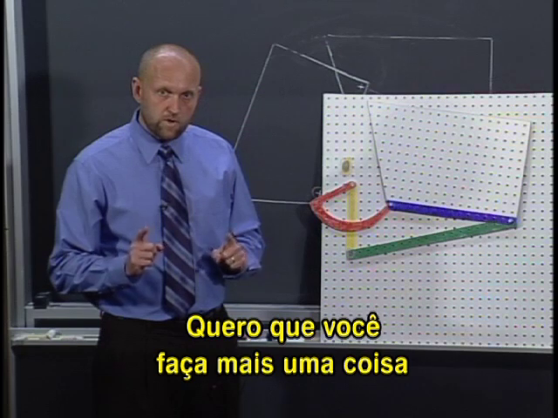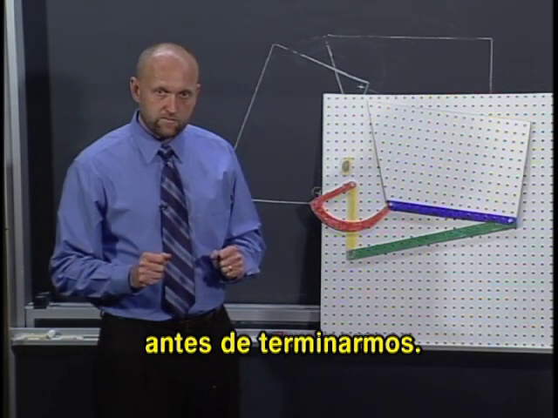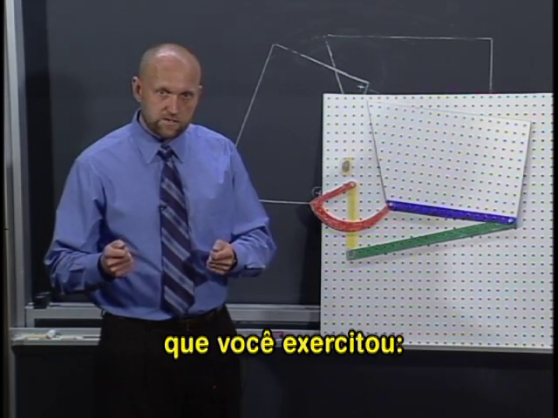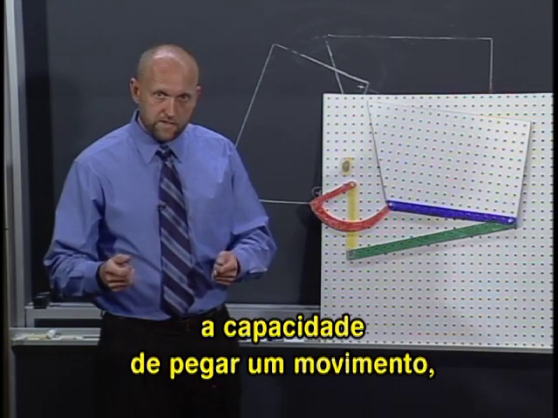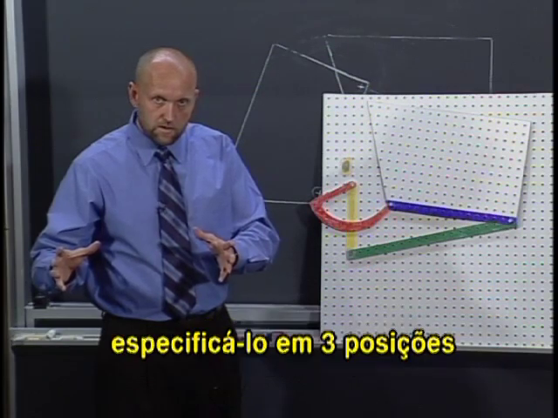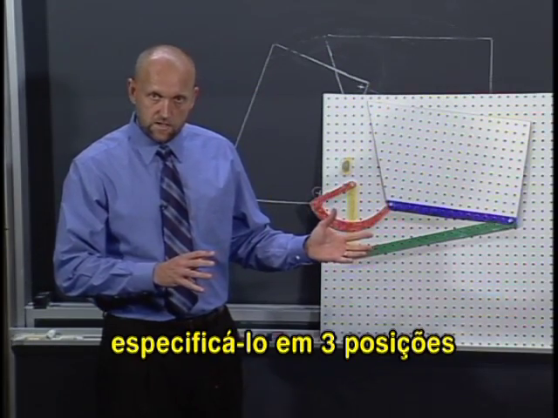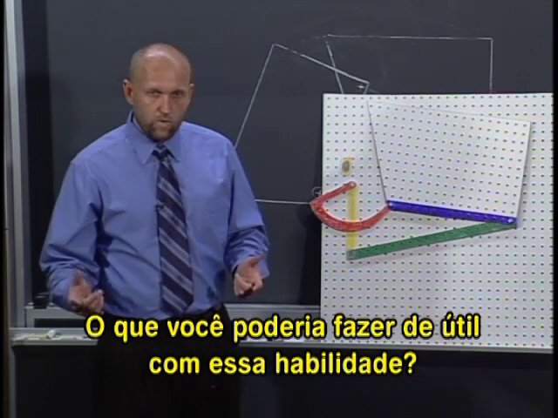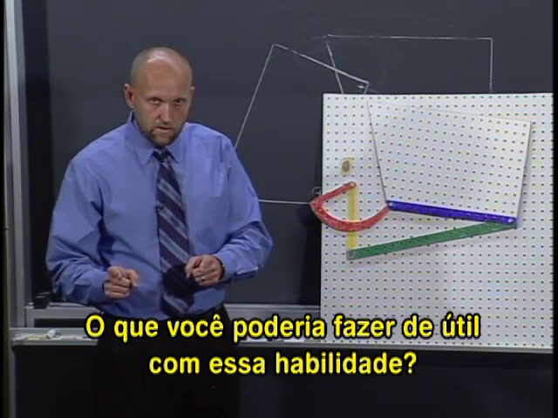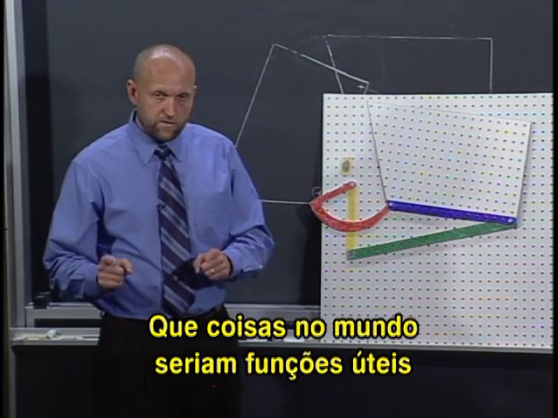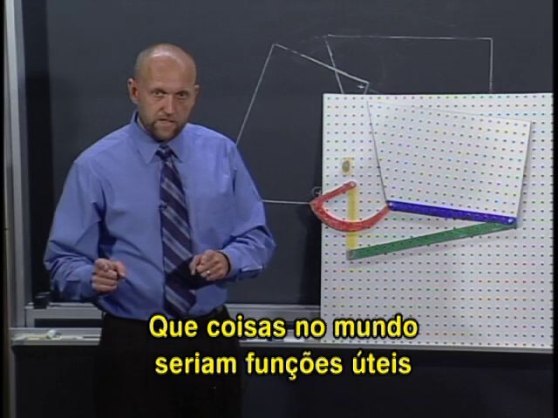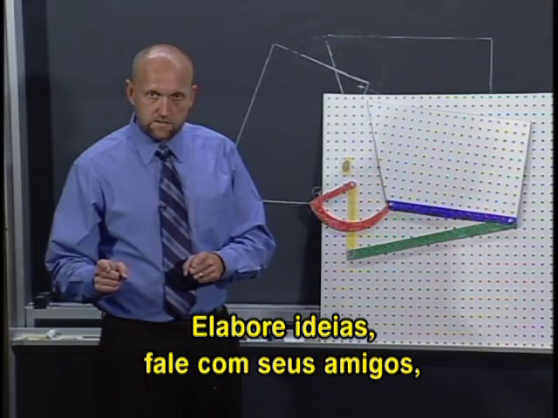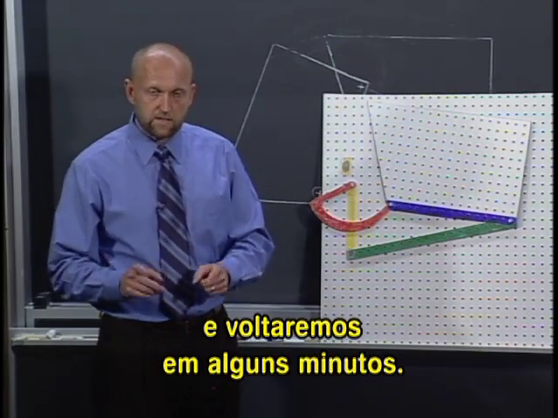Now, there's one more thing that I want you to do before we leave. I want you to think about this capability that you've just exercised: the ability to take a motion, specify it with 3 positions, and then build a mechanism that will execute those 3 positions. What could you do that would be useful with that skill? What things out there in the world would be useful functions that you could execute? Generate some ideas, talk to your friends, and we'll come back in just a couple minutes.